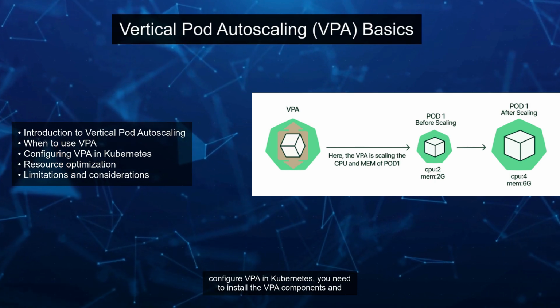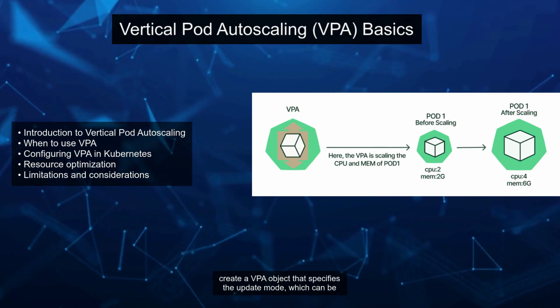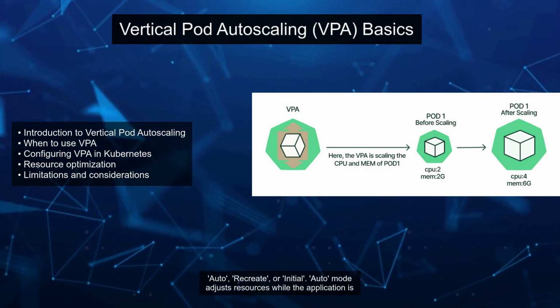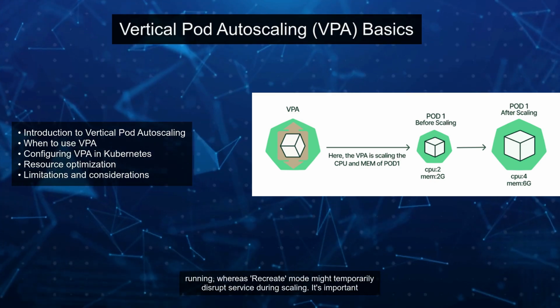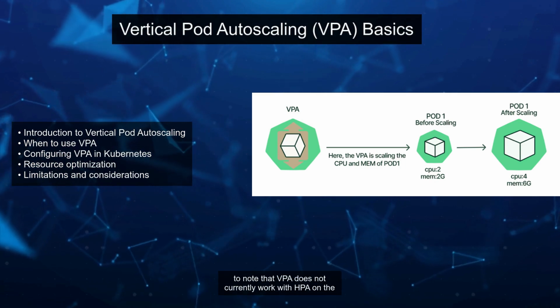To configure VPA in Kubernetes, you need to install the VPA components and create a VPA object that specifies the update mode, which can be auto, recreate, or initial. Auto mode adjusts resources while the application is running, whereas recreate mode might temporarily disrupt service during scaling.